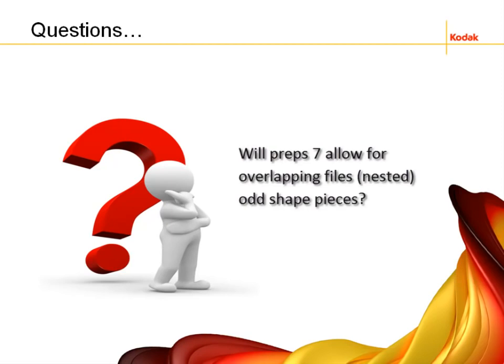Okay, will PREPS 7 allow for overlapping files, in brackets nested, odd-shaped pieces? So that goes back to the earlier nested question, and the answer is yes. There are some functions that you would have to change within PREPS, within the default config file, to allow you to handle the bleed, but PREPS will see everything as a rectangle, and then it's just a matter of positioning those rectangles on top of each other correctly.